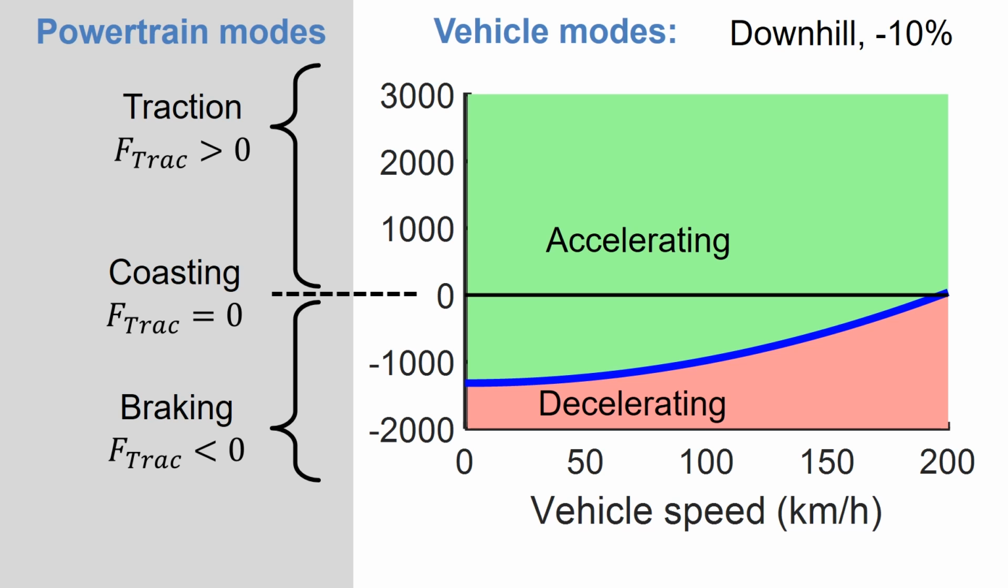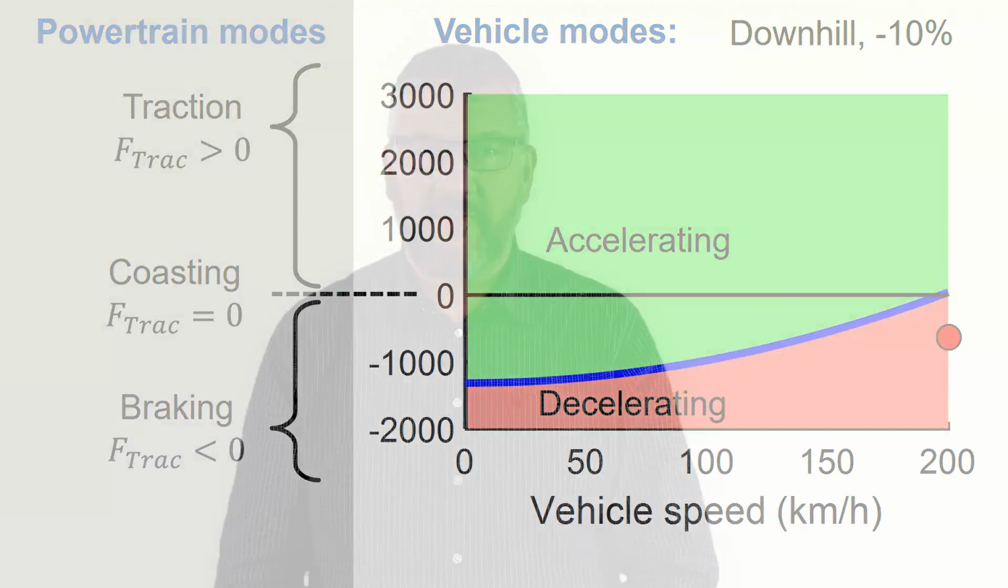On a downhill gradient, braking can result in acceleration, constant speed, as well as deceleration. To summarize, there are some important things to remember about powertrain modes. First, traction mode is when traction force is positive, coasting when it's zero, and braking when it's negative.